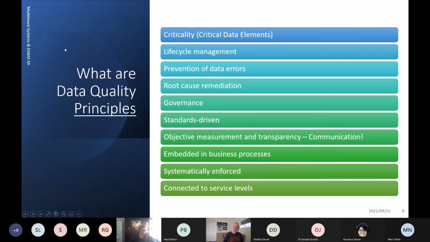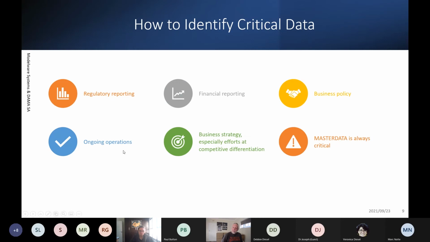Okay, these are some of the principles on data quality. Criticality, we keep on talking about that. You should never let that one go. Lifecycle management, understanding exactly where the data is and what stage of the life cycle and what's appropriate. Prevention rather than cure. You don't want to be Mr. Fix-It, you want to be Mr. Prevent-It. So let's not spend our life fixing problems. Let's rather prevent the problems. Root cause, data governance, objectives. So those are all the different principles that we have, and it's good to be able to talk to all of those areas. How do we identify critical data?